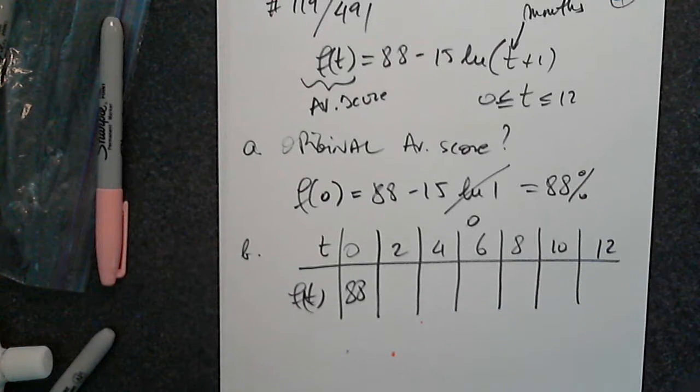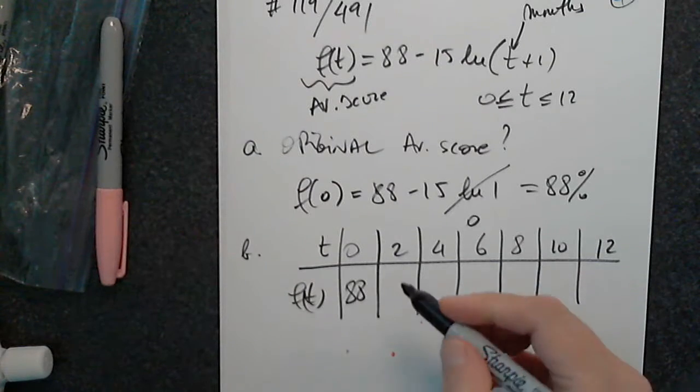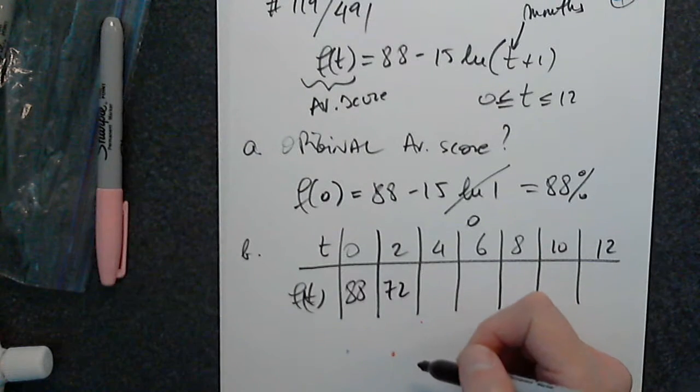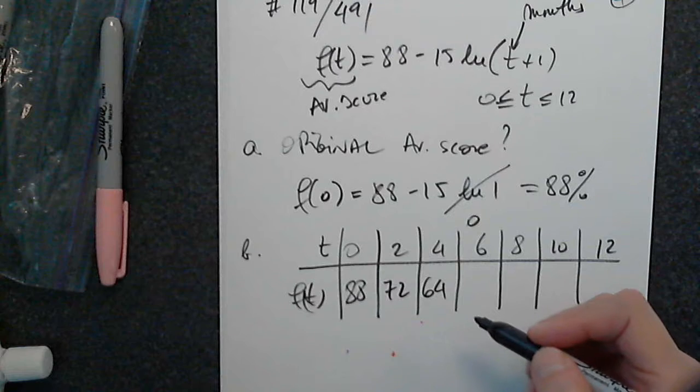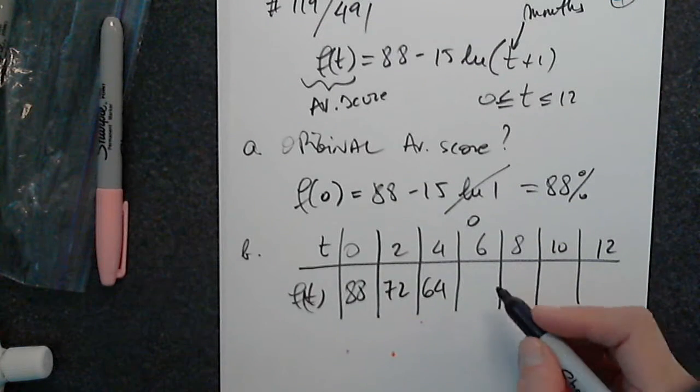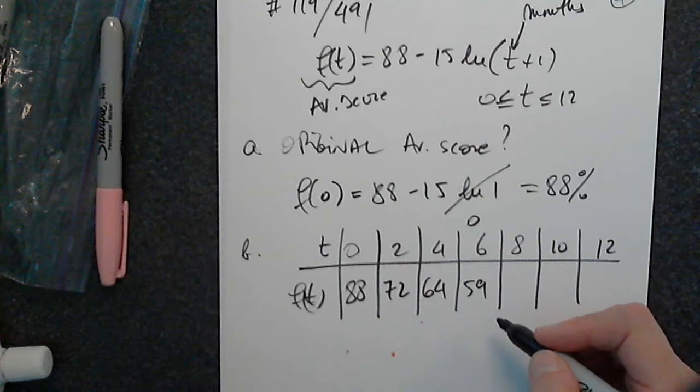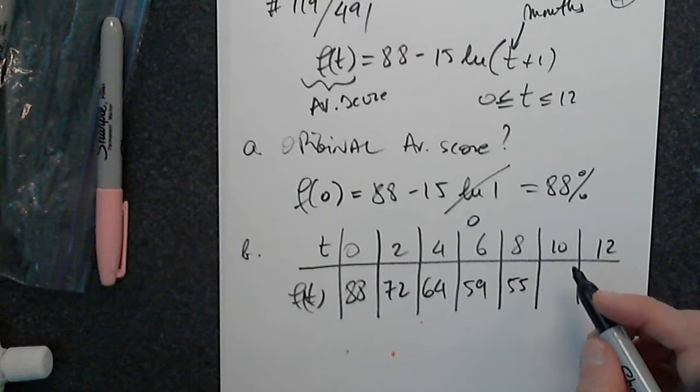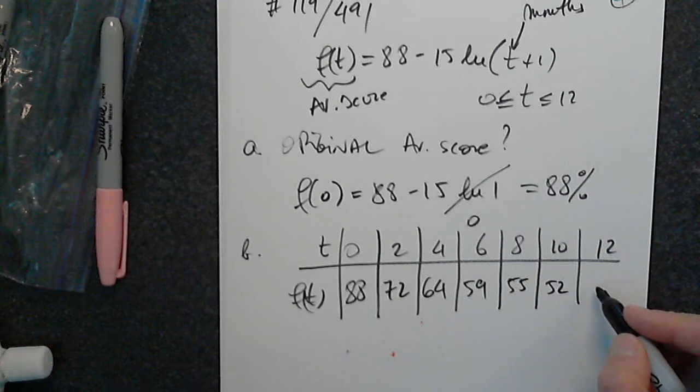So let's copy. Let's round them. So 71.5, I'm going to say 72. 63.8, 64. 58.8, 59, 55, 52, and 50.